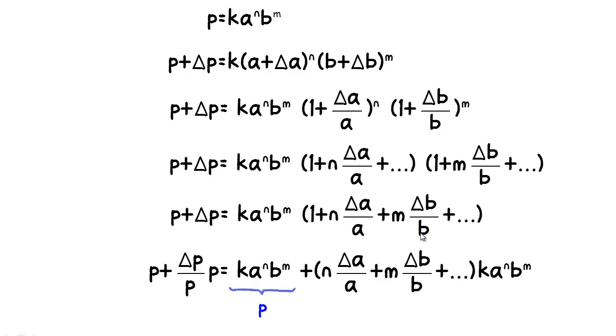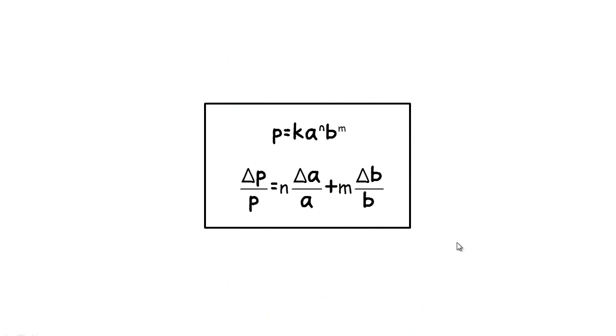So in this line, I hope that you can recognize that this is P, this is also P. So what is inside the bracket must represent the fractional uncertainty in P. And so I've shown the proof for you.